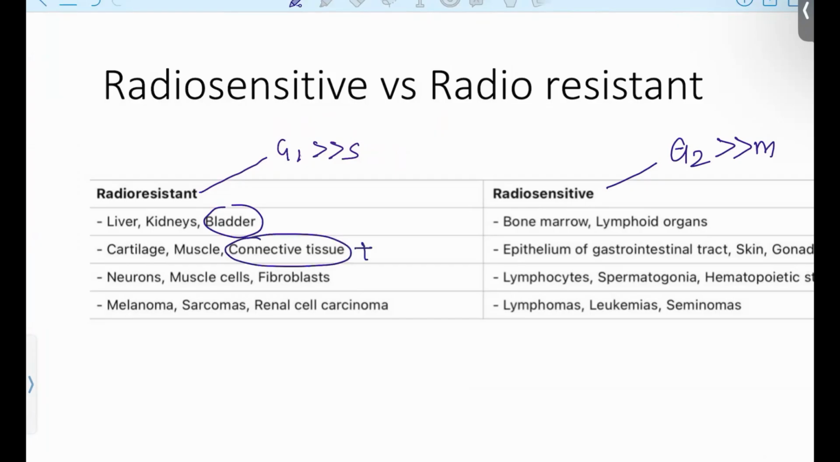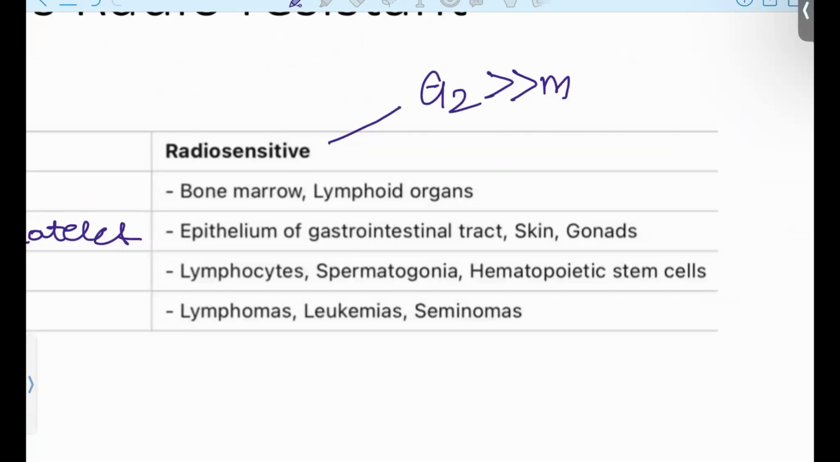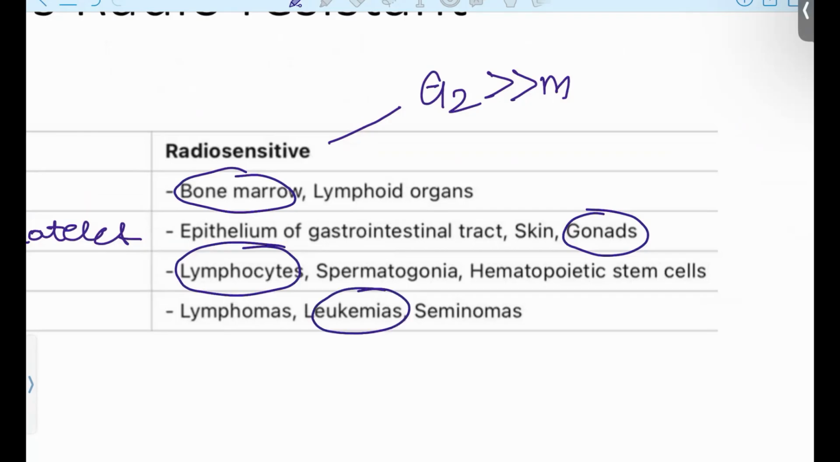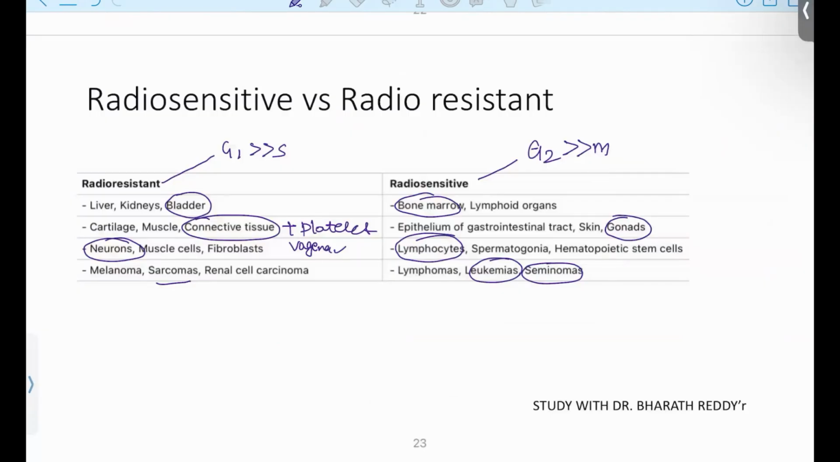Along with that, platelets are also included as radio resistant. Fibroblasts and neurons are mostly radio resistant, and most sarcomas are also radio resistant cancers. Okay, these are the points that you have to remember. When it comes to radio sensitive, bone marrow, gonads, lymphocytes, leukemias and seminomas are mostly radio sensitive. Also, in the radio resistant, you can add the vagina as an organ. This table is commonly asked in previous papers.